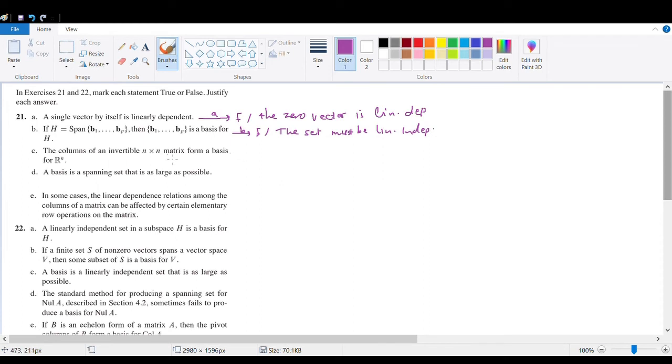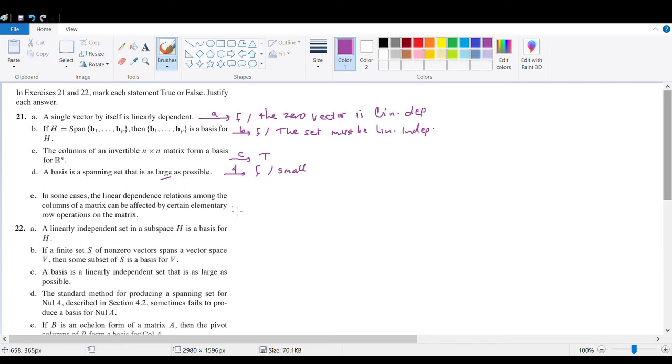For C, the columns of an invertible n by n matrix form a basis for Rn. This one is true, because for an invertible matrix the columns are linearly independent and they span Rn. So this one is true. D, a basis is a spanning set that is as large as possible. This one is false. It is not as large as possible, it is as small as possible.